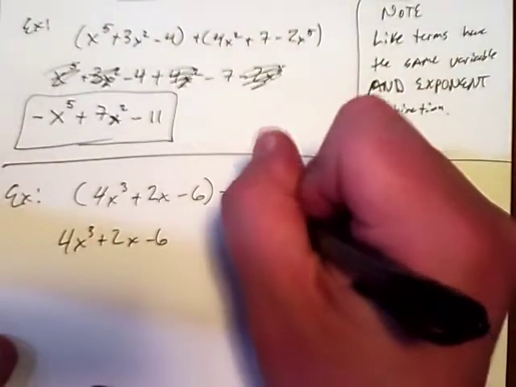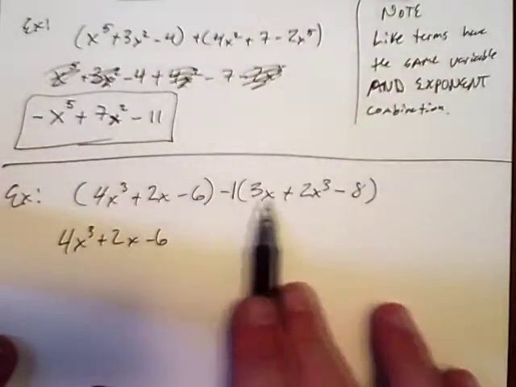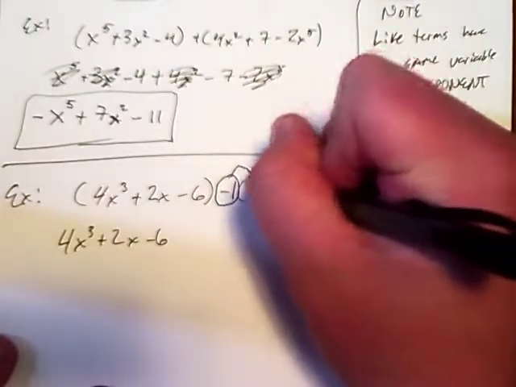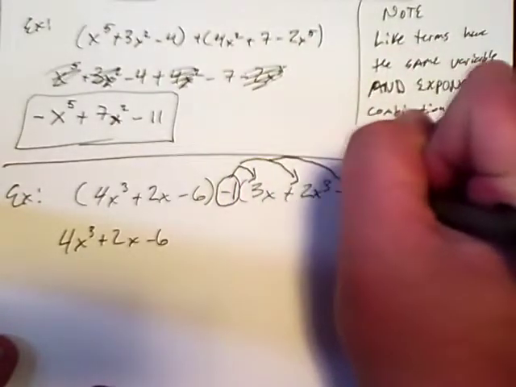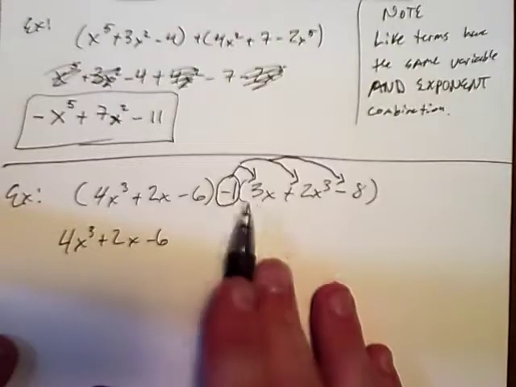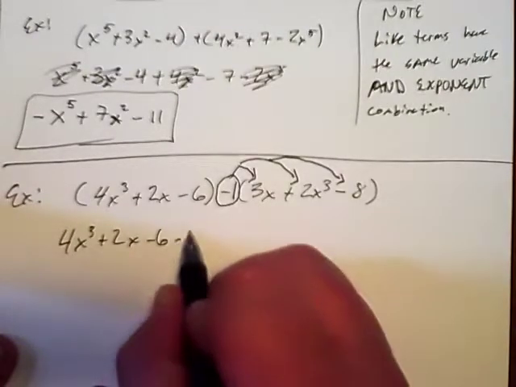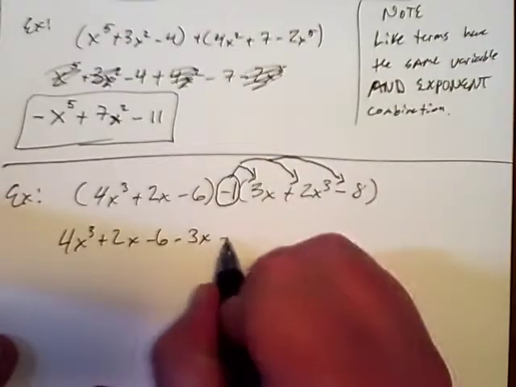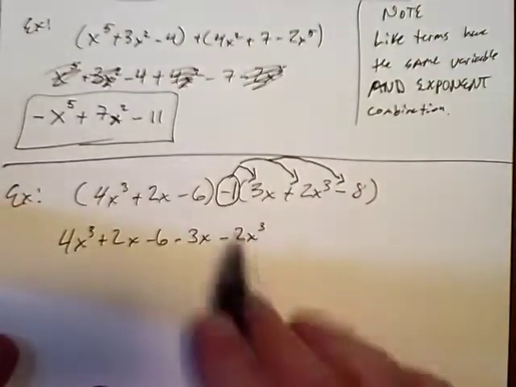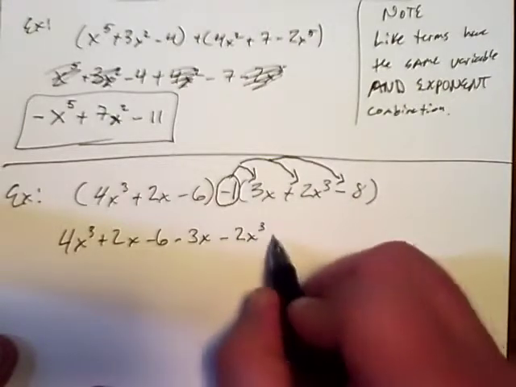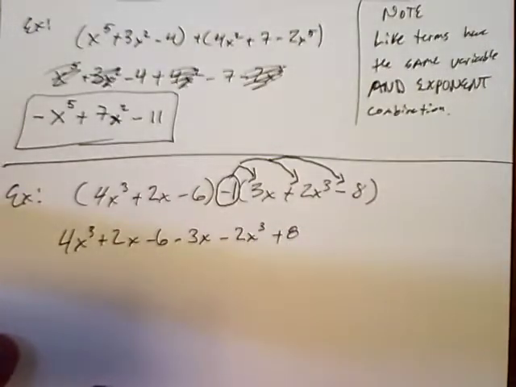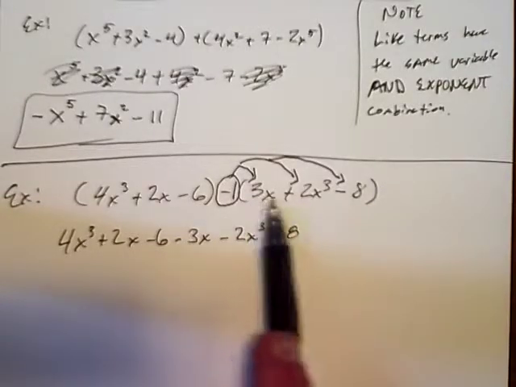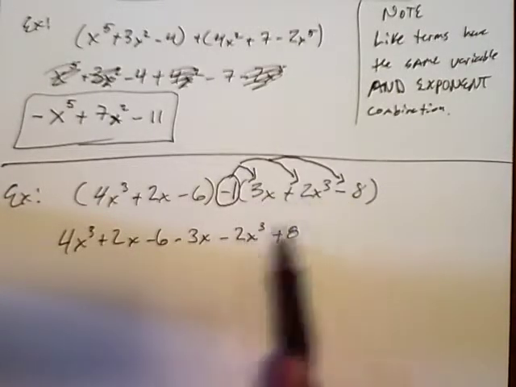Now, there is a -1 hidden right in front of this second set of parentheses, so I need to distribute the -1 to all three of these terms. So -1 times a positive 3x is a -3x. -1 times a positive 2x to the third is a -2x to the third. And -1 times a -8 is a positive 8. Now, some of you are going to catch on pretty quick. Well, all I did was change the signs on these other ones.